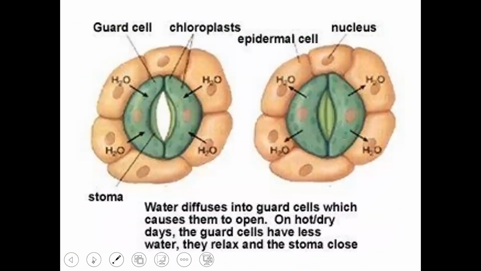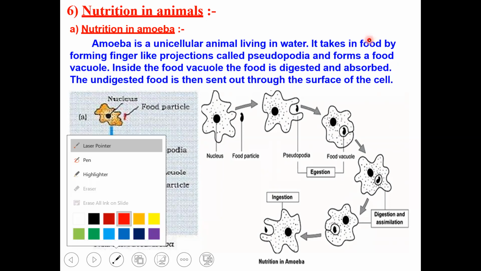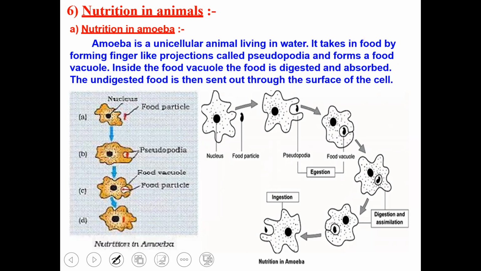Today we will discuss nutrition in animals. First, when we discuss nutrition in animals, we are going to consider nutrition in lower organisms. So our discussion starts with the amoeba. We know that amoeba is a single celled or unicellular organism, where one cell alone is engaged in all the life processes. Amoeba is a unicellular organism which lives in water.